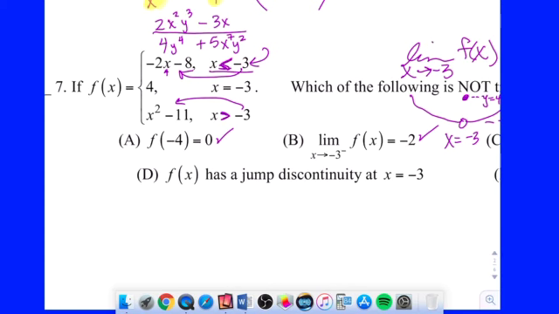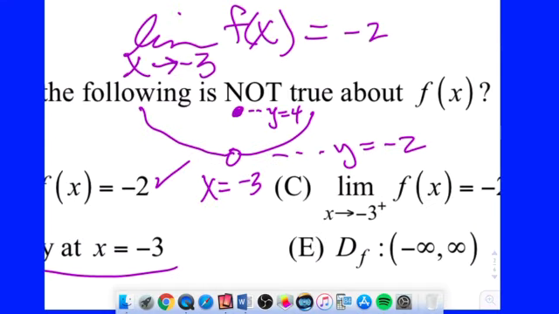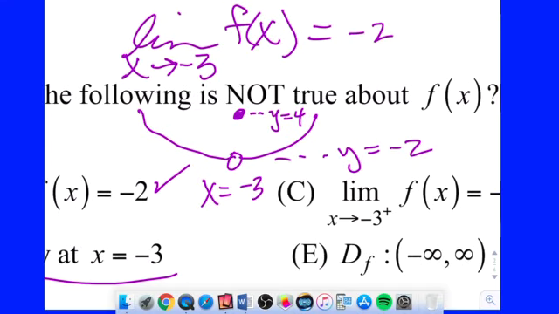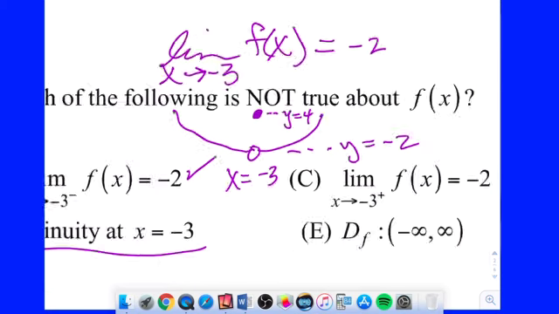So D is obviously now the wrong answer. There is not a jump at -3. There is a hole. And by the way, the hole is at -3 comma what? Is it -3 comma -2 or -3 comma 4? The hole is at -3 comma -2, right? The function value is 4, but the hole is the open circle.